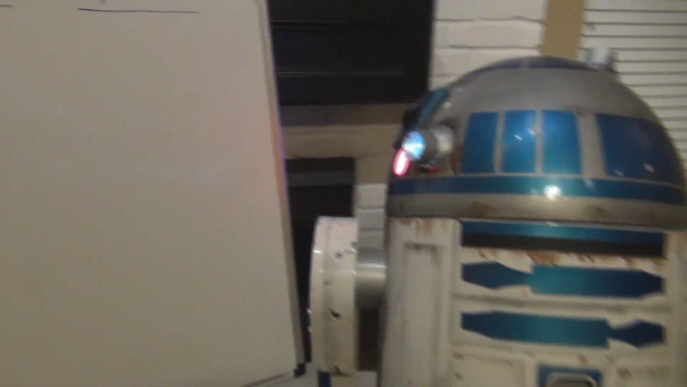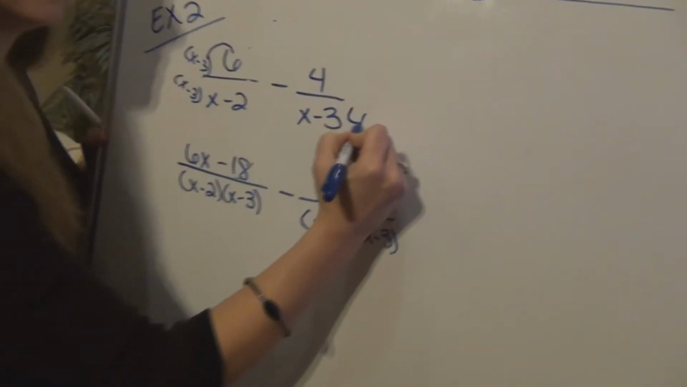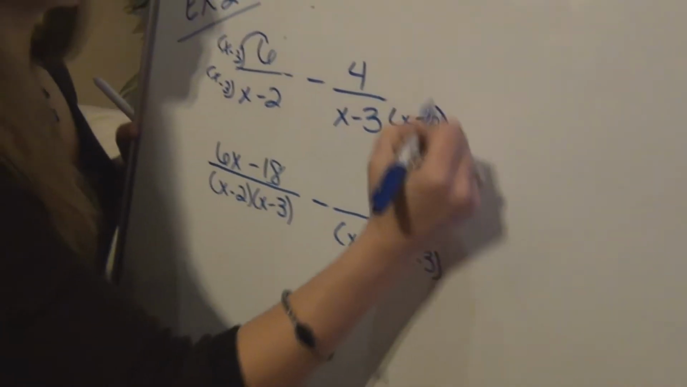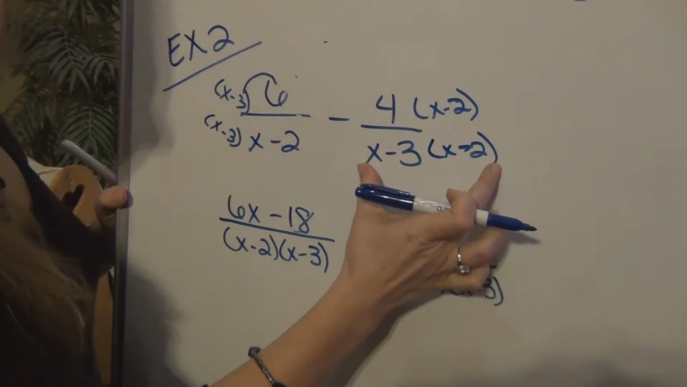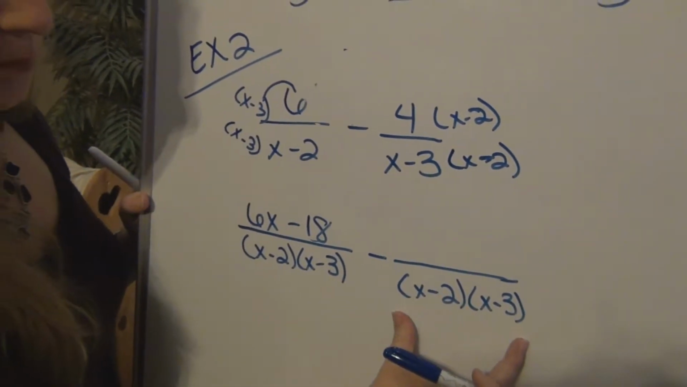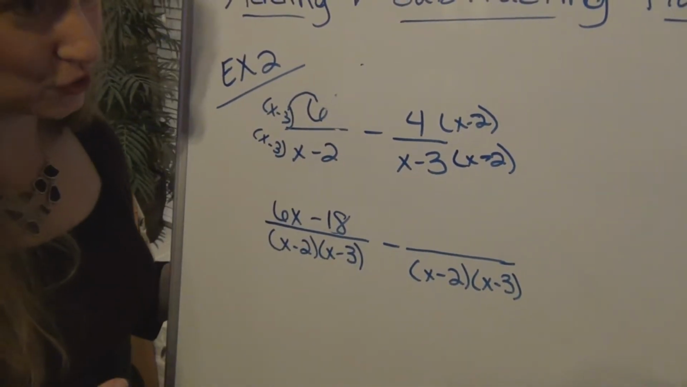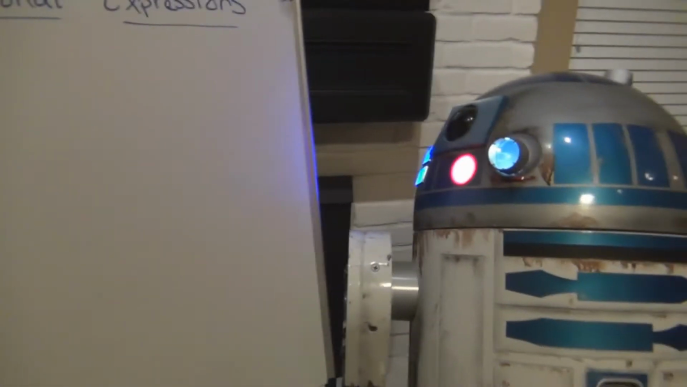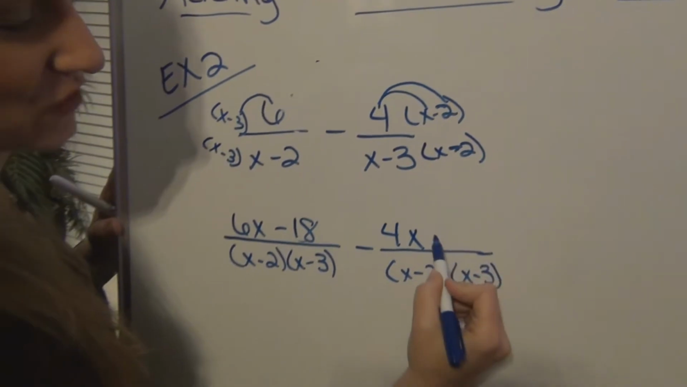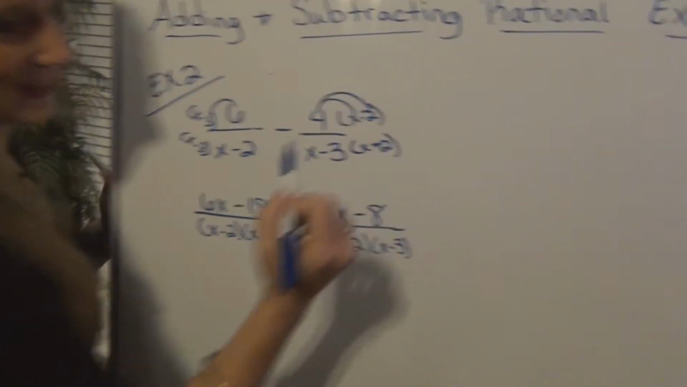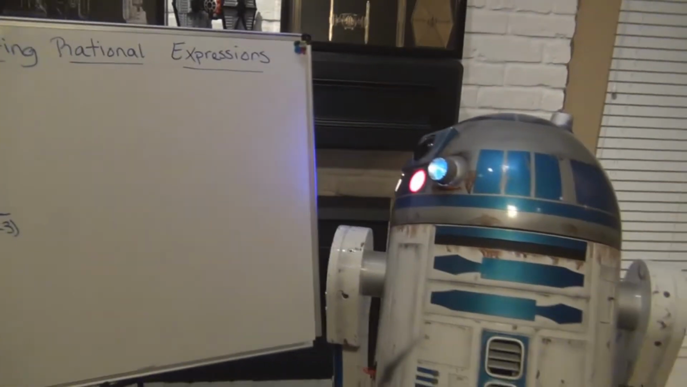All right, now I'm going to multiply over here as well. This should be x minus 2 on top and bottom so that I can have this denominator match as well. So I'm going to distribute. R2, make sure I do it right this time. 4 times x is 4x, and 4 times negative 2 is negative 8. I got it that time.